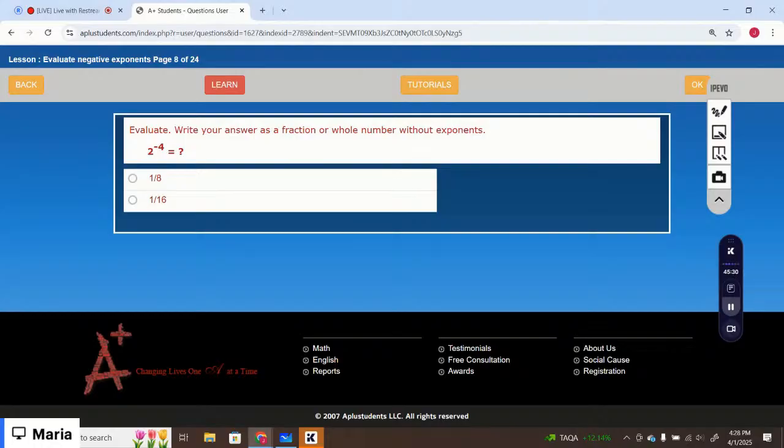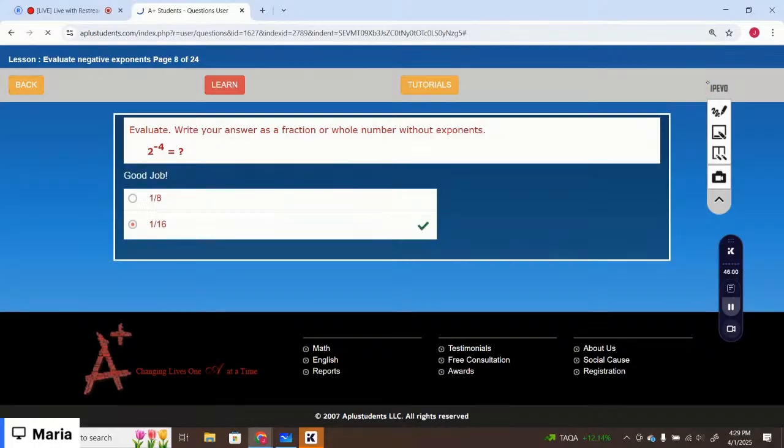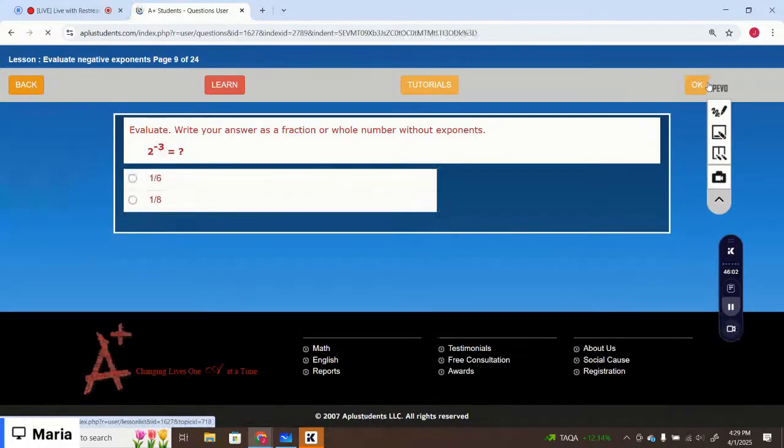Two exponent negative 4. Option number 2 is the correct option. That is 1 over 16. Okay, you can complete the lesson by yourself. Let's just move on to the next lesson.